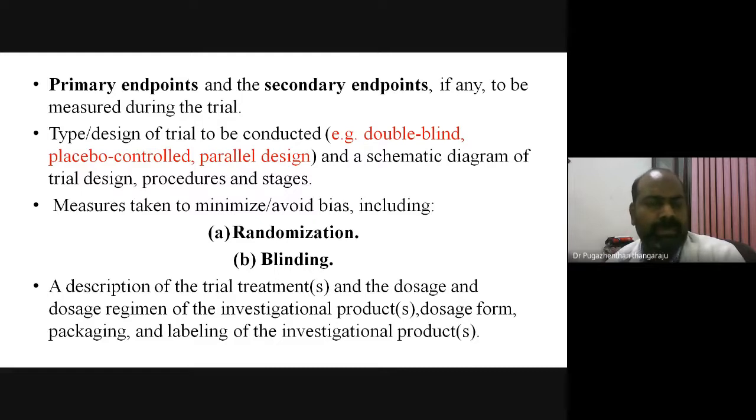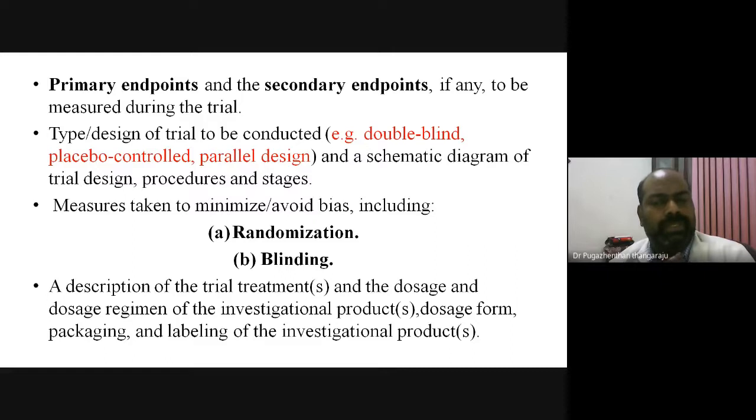What will be the endpoint range? Like how many people have changed from positive to negative value, from this cutoff range to this cutoff range. That range will be the specified outcome or endpoint. Okay. It might also be added in the clinical protocol. Then comes the design of the trial to be conducted, like double-blinded, placebo-controlled, parallel design, and a schematic diagram of the trial design, procedure and stages should be a part of the clinical protocol.